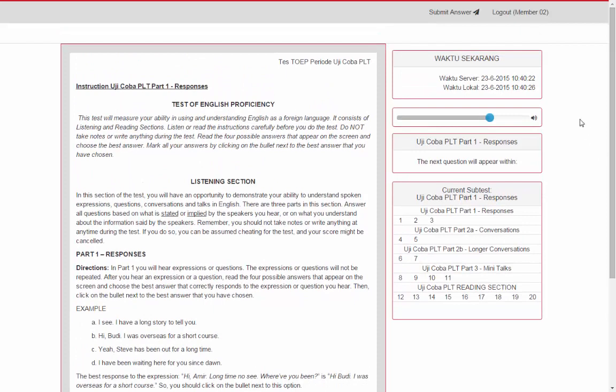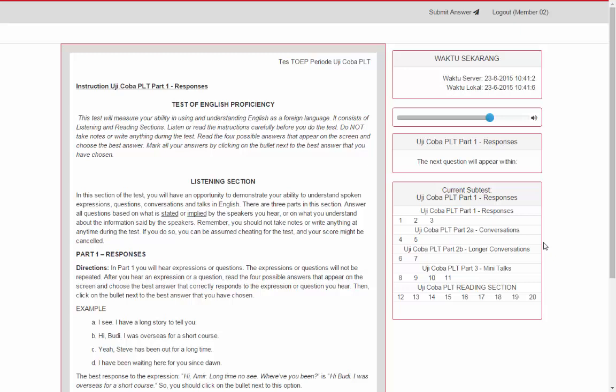Listening section. In this section of the test, you will have an opportunity to demonstrate your ability to understand spoken expressions, questions, conversations, and talks in English. There are 3 parts in this section. Answer all questions based on what is stated or implied by the speakers you hear, or on what you understand about the information said by the speakers. Remember, you should not take notes or write anything at any time during the test. If you do so, you can be assumed cheating for the test and your score might be cancelled.